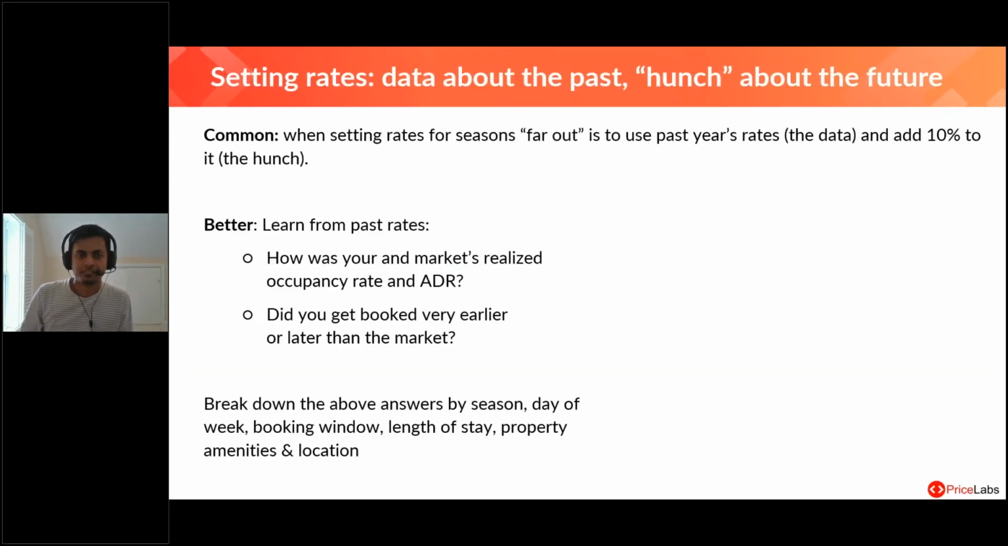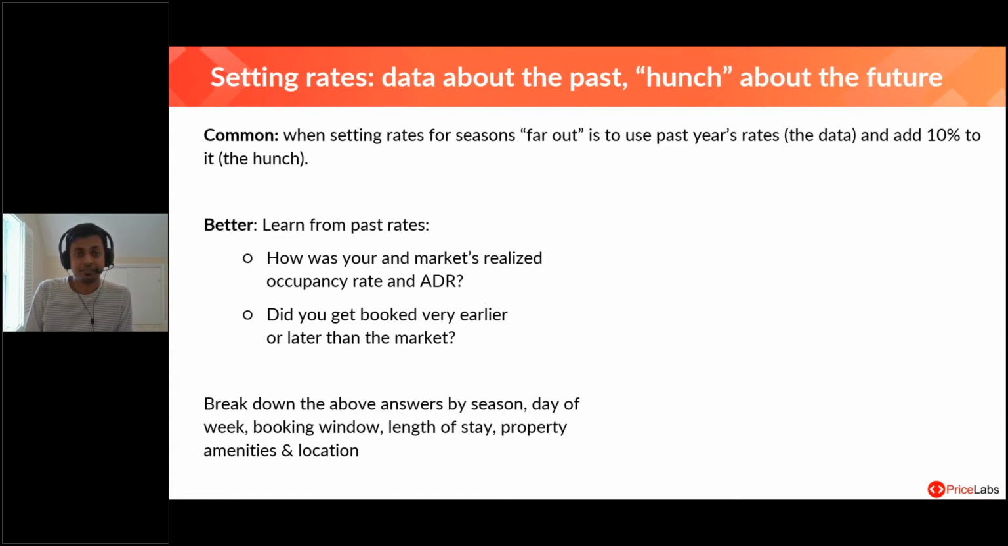So in terms of setting rates, one of the things that is very common in our industry is to look at your historic rates. So for example, for a property, to look at the rates that you had set last year and put a 10% bump on it or a 5% bump on it and set the same rates for next year or the year after and things like that. And it's not a terrible strategy.